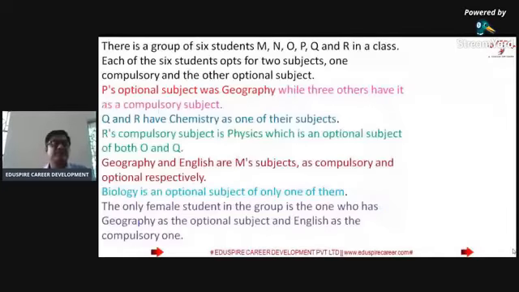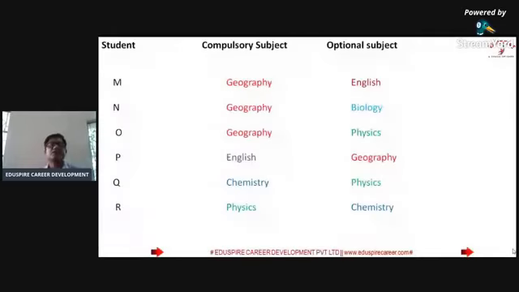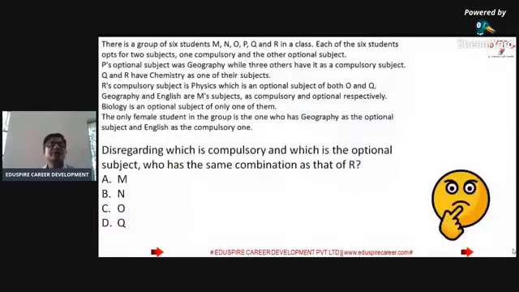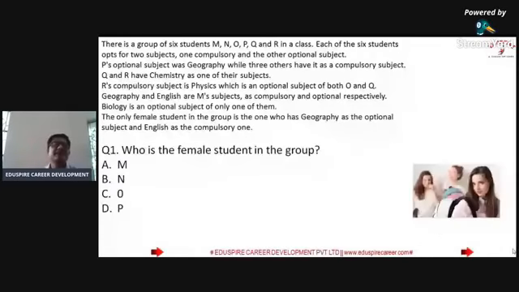Next, what we are finding, the only female student in the group is the one who has geography as the optional subject and English as the compulsory one. So geography optional was of P. So English will be the compulsory one of P, and P is the female student. So from here we can easily solve this question. Who is the female student in the group? We found that P is the female student. So option D, P will be the correct answer.